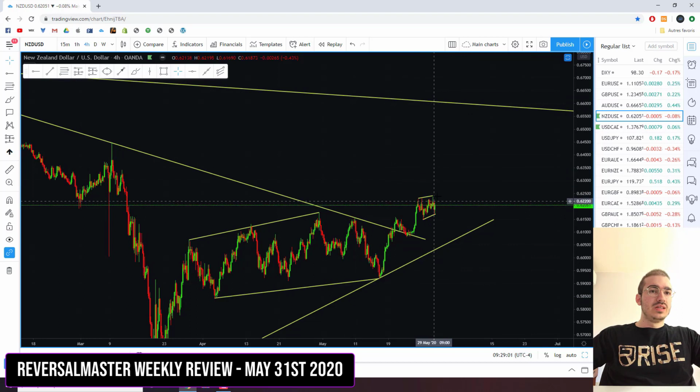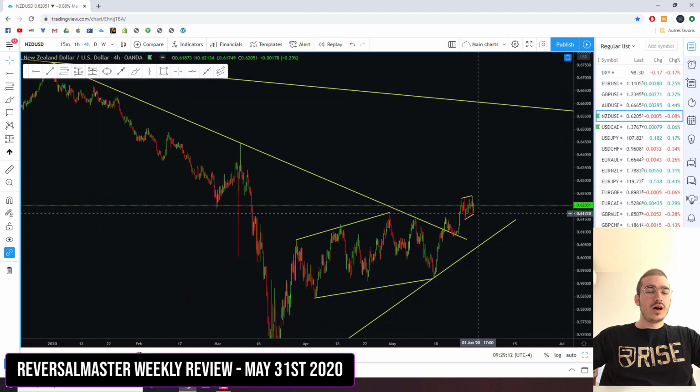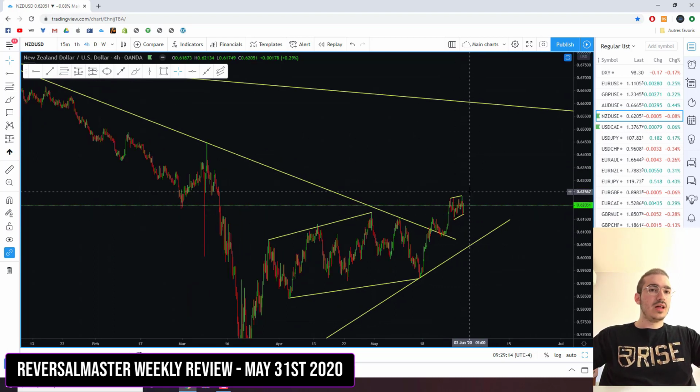So, with this kind of structure here in place, which is a little bit different than what we got before, it opens the door for more potential upside. So this is one where I think we might get a potential trade. So I'll keep an eye on this one. If we do get the breakout, I might consider taking a trade.